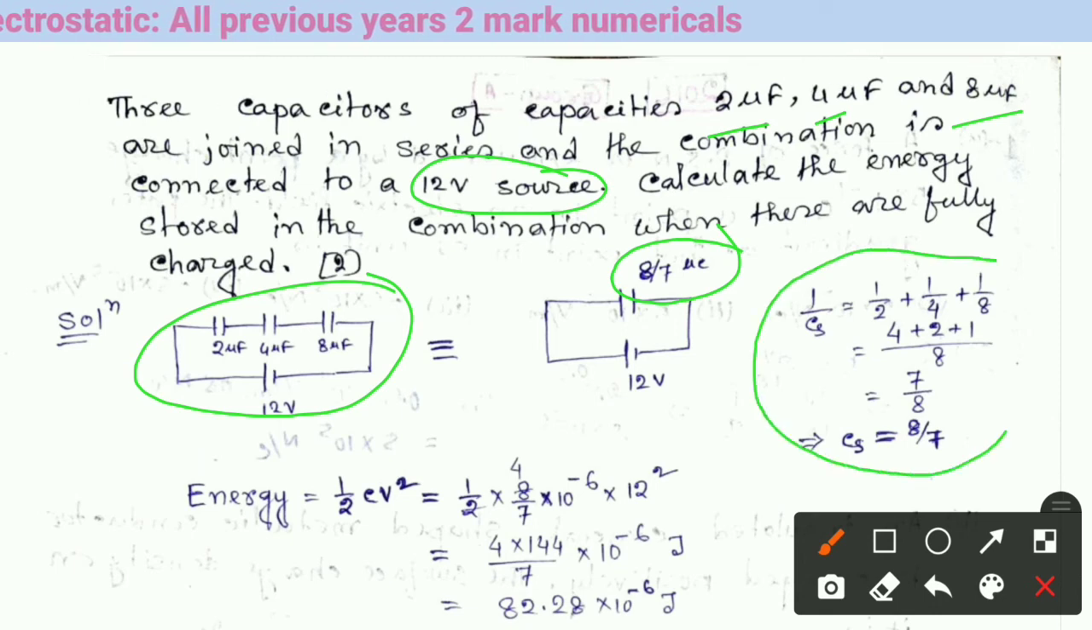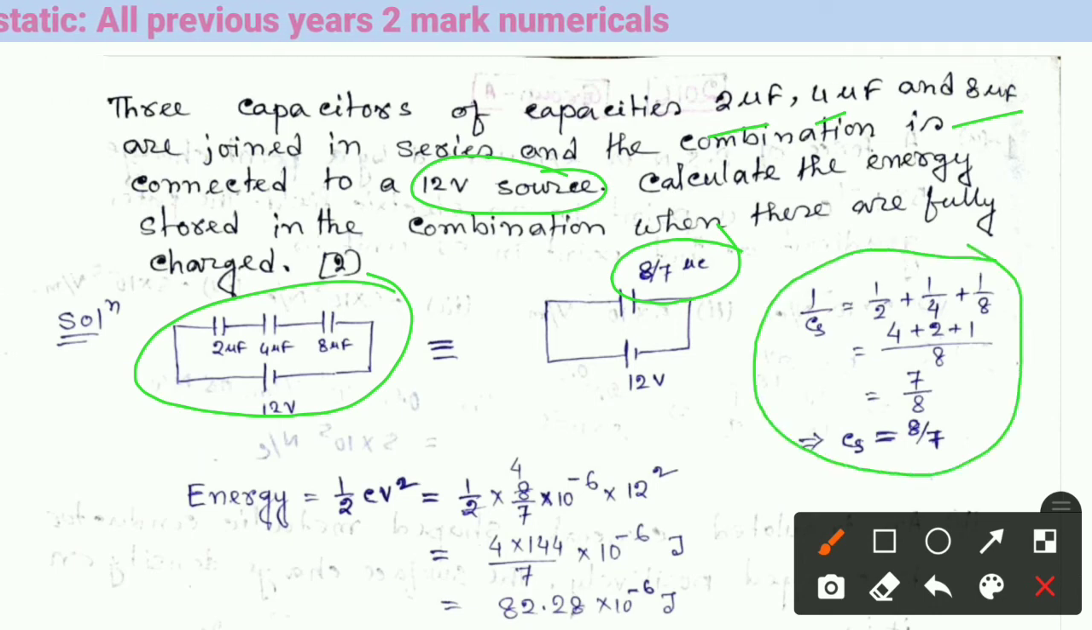It is calculated like that: 1 by Cs equals 1 by 2 plus 1 by 4 plus 1 by 8. So 1 by Cs equals 7 by 8. So Cs equals 8 by 7.